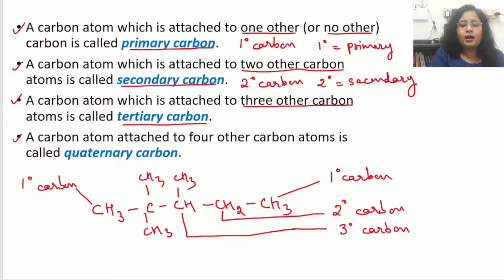The next is a carbon atom which is attached to four other carbon atoms, called a quaternary carbon. Since carbon is tetravalent, it has a valency of four. That means the carbon will make bonds with four other elements. If those four other elements are carbon, then the given carbon is called a quaternary carbon. So here in this picture, this carbon is called a quaternary carbon.